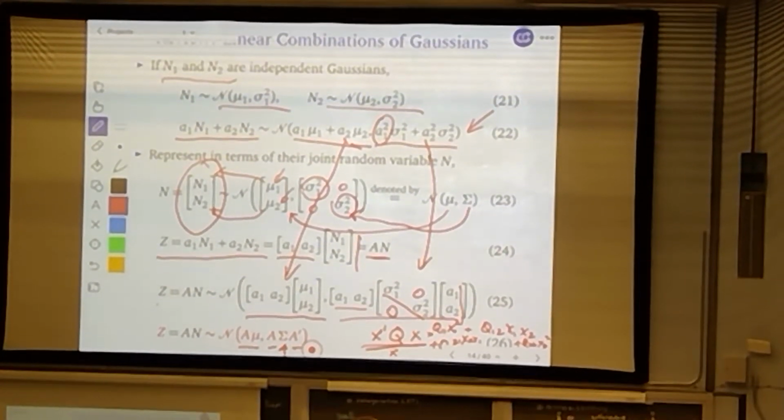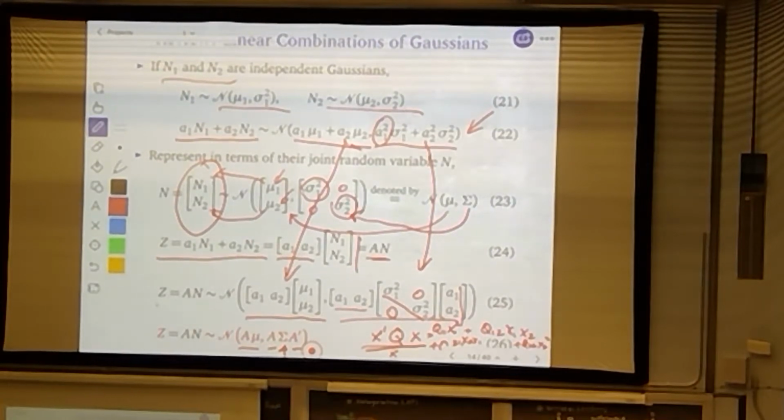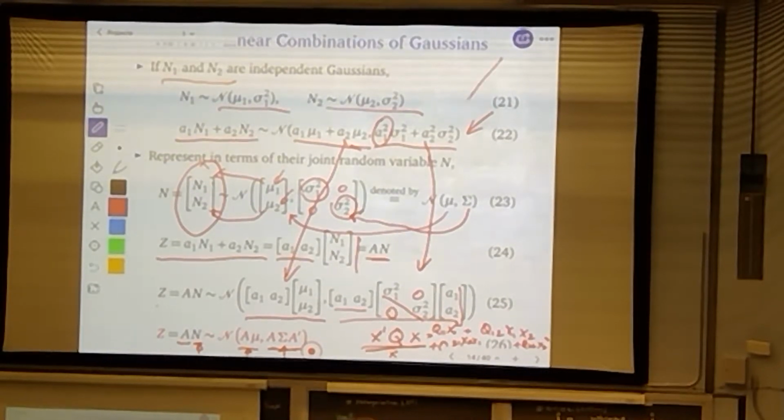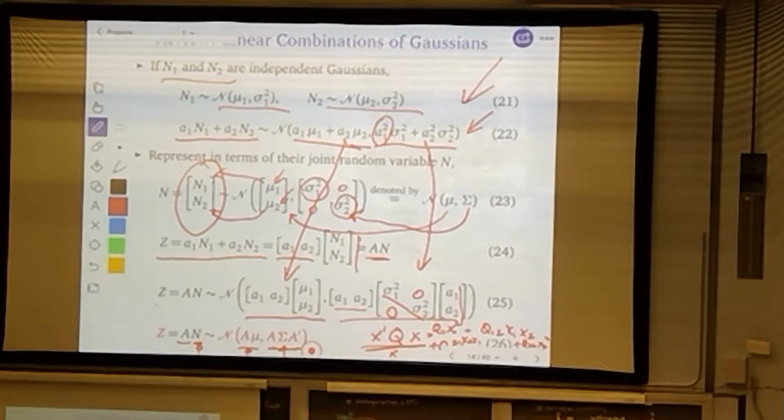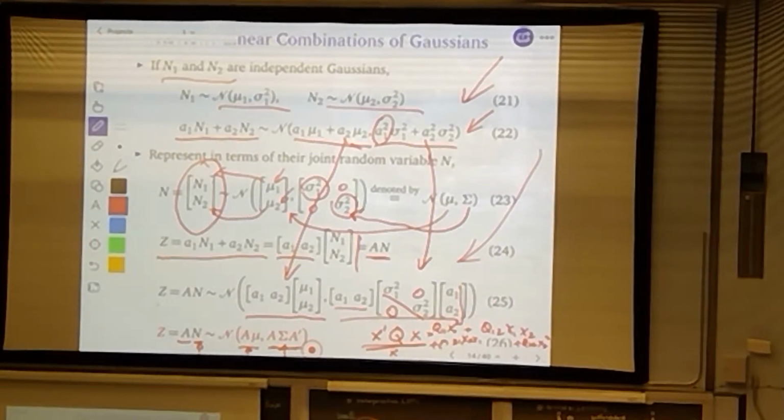So if Z is a linear combination of n, here n assumes IID, then the mean is equally transformed. The covariance matrix is transformed in this quadratic format, A sigma A transpose. Okay? This is what we know already, right? I'm just rewriting it in terms of matrix algebra. Nothing new.